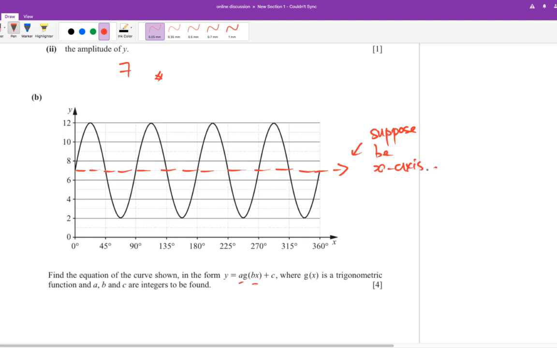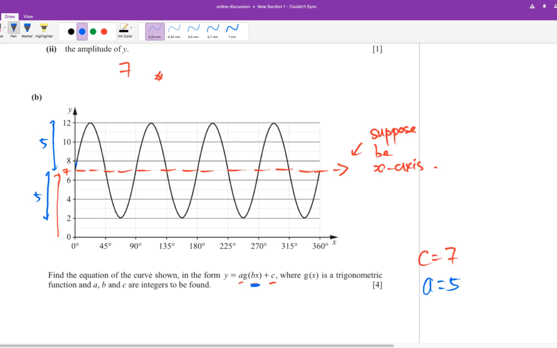What happened over here is the x-axis moves from 0 up to 7. So I can easily know c equals 7, because the middle line is always on the x-axis. In order to find the value a, that means from the middle line to the maximum, or from the middle line to the minimum. So 7 to 12 is 5, 7 to 2 is 5, so your a is just 5. Now bx is a bit complicated. In order to find bx, you need to find one cycle of the sine graph over here.